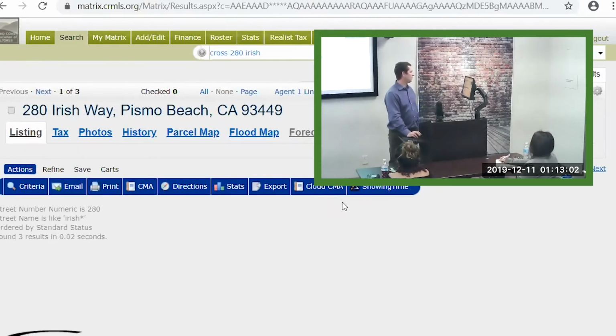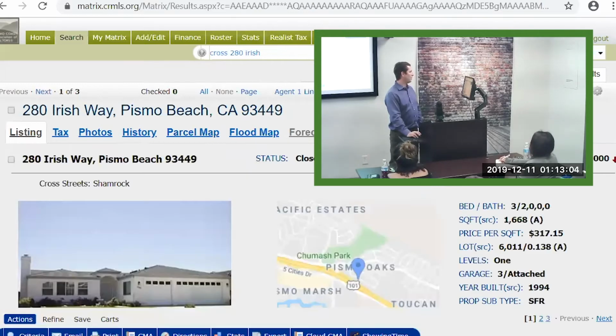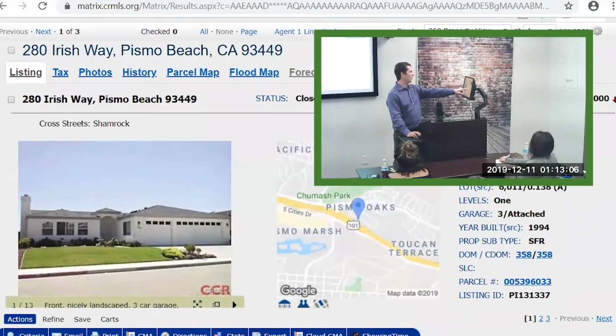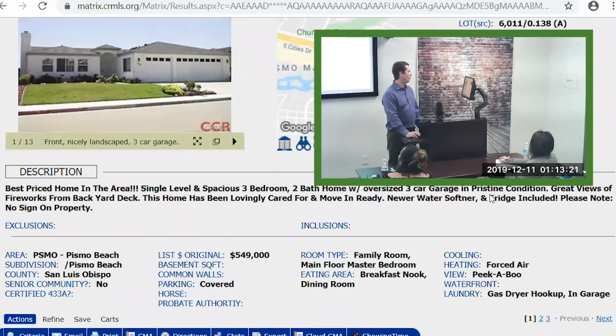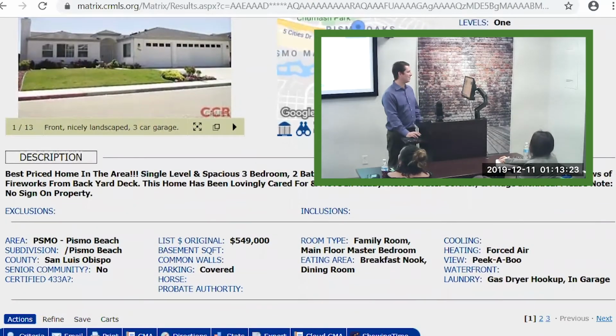Cool. Here's our property. It's a 3-bedroom, 2-bath, 1668 square feet. Again, I don't know what the condition of the inside is. I don't know anything other than the basic information. It's a 6,000 square foot lot, 3-bedroom, 2-bath, 1,600. This is a cookie cutter house. No problem. What I would do then is take the listing number and I'm going to copy this.